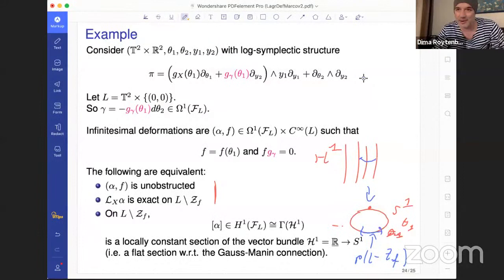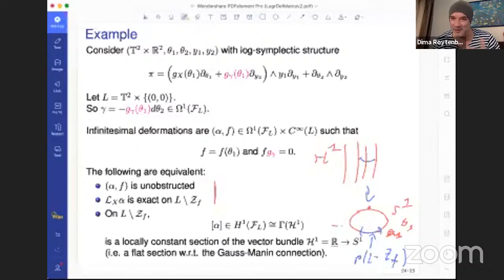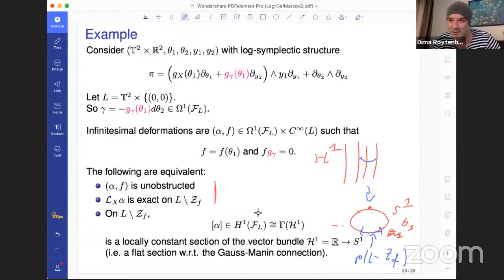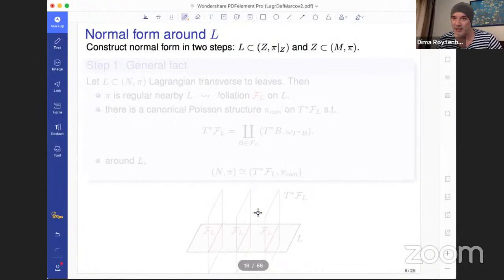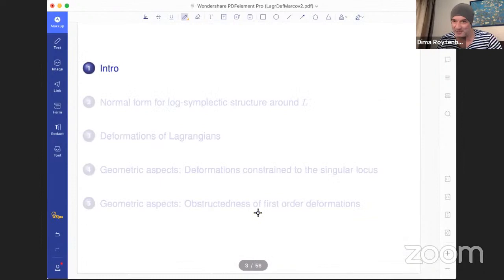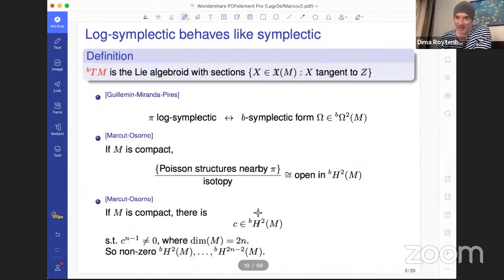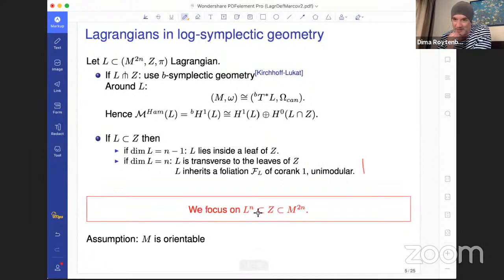There are some questions that arose in the chat. First of all, there are two types of Lagrangian submanifolds in this setting, the n-dimensional ones and the n-1 dimensional ones. You've been talking about just the n-dimensional ones. The n-1 dimensional ones are necessarily constrained to be Lagrangian inside a single leaf in the singular locus. But that doesn't mean its deformation theory is uninteresting, because it's constrained to stay inside Z, but not constrained to stay inside the leaf. Yes, I totally agree.